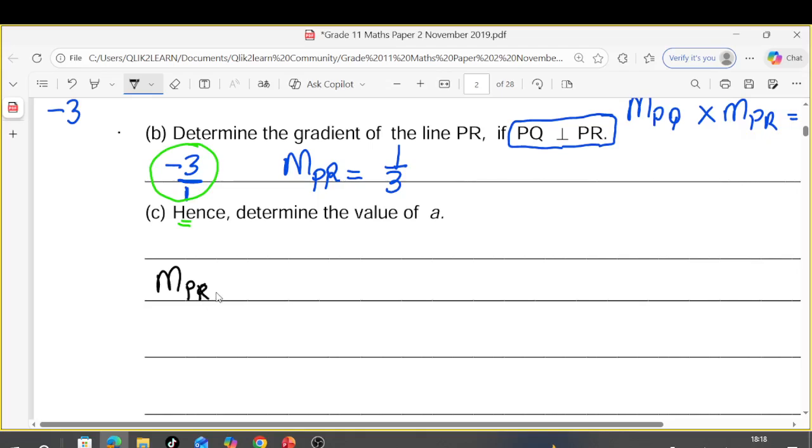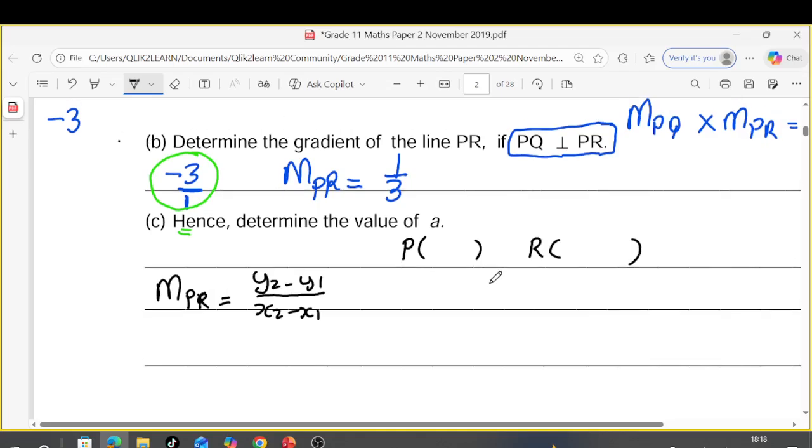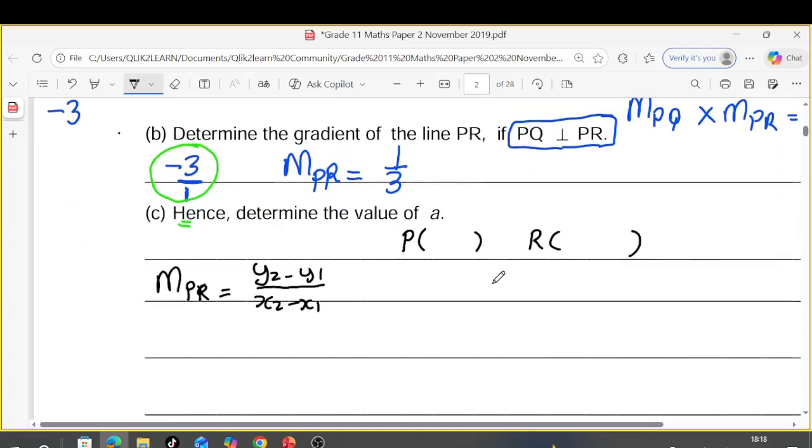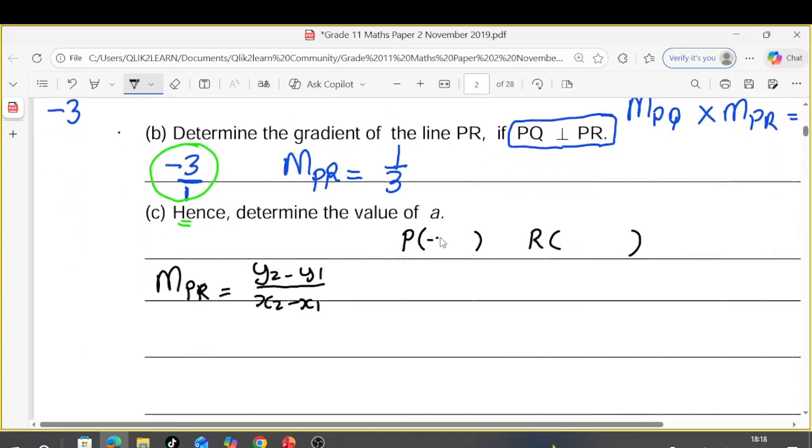and the formula that we're going to use is equals to y2 minus y1, everything divided by x2 minus x1. We need the coordinates of P, we need the coordinates of R. Very important that you write this down. So the coordinates of P was given as what? Minus 2, minus 4. So I'm going to write my minus 2, my minus 4.